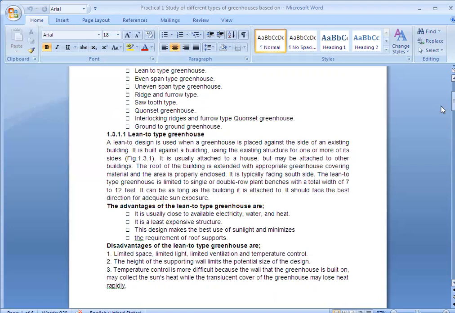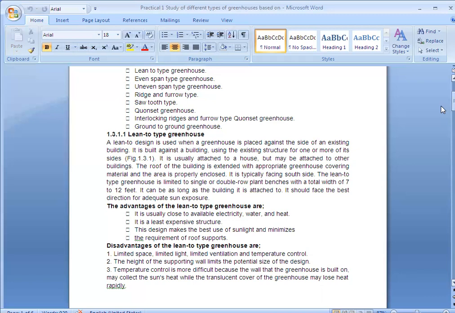The lean-to type greenhouse is limited to single and double row plant benches with a total width of 7 to 12 feet, and it can be as long as the building it is attached to. It should face the best direction for adequate sun exposure. The advantages of lean-to type greenhouse are: it is usually close to available electricity, water and heat. It is the least expensive structure. This design makes the best use of sunlight and minimizes the requirement of roof support.